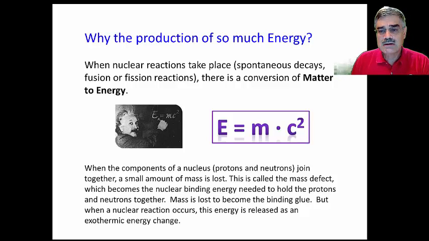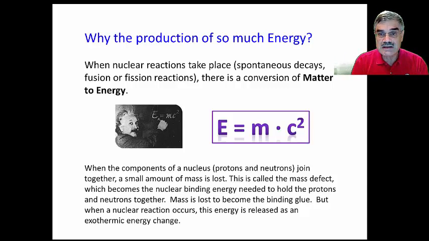This mass deficit is attributed to a small amount of matter being converted to energy when you assemble the nucleus, forming what we call the binding energy, the energy that holds together the protons and the neutrons in this nucleus. In some sense, it's the binding glue that holds together the protons and the neutrons so they don't fly apart.